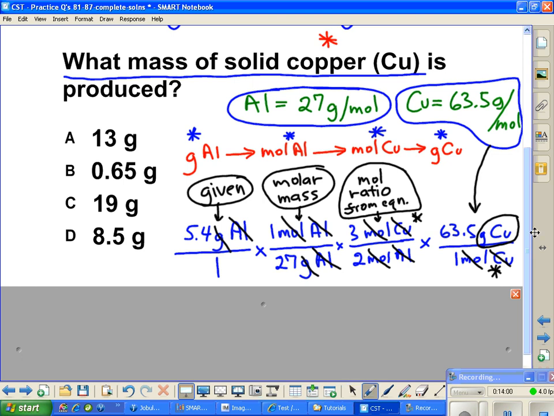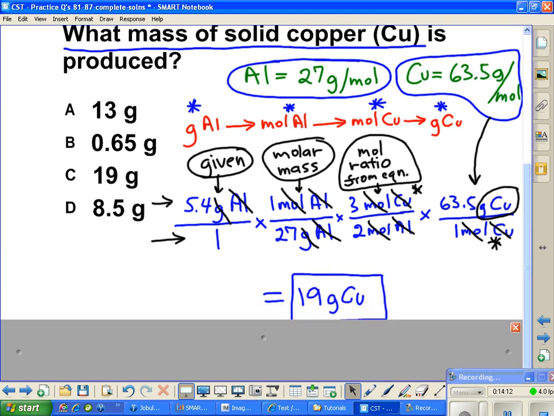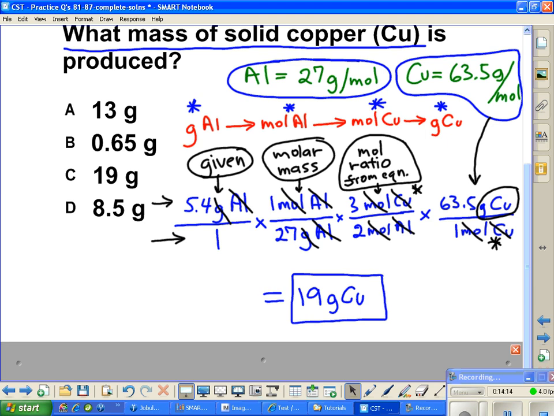So when you go across the top and multiply everything, and you go across the bottom and multiply everything, and then you divide the bottom into the top, you wind up with 19 grams of copper, which is the answer.